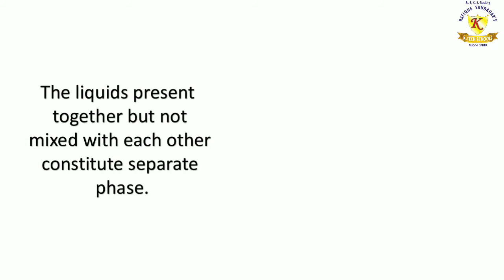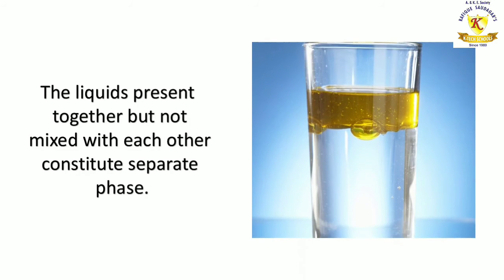The liquids present together but not mixed with each other constitute separate phases. Like we have an example of oil mixed with water. Here we can see the layer of oil is separated from that of water. So here we have separate phases, means different phases, as you can see there.